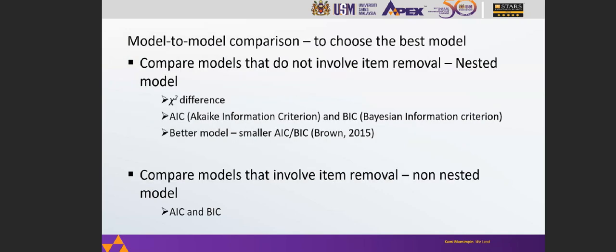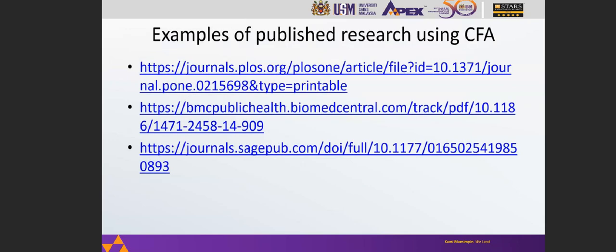Model not supported. Okay, so model to model comparison. Choose the best model. We compare the model that does not involve item removal with the other. You know that a smaller AIC is better. Compare the models. Okay, so this is an example of published research using CFA.